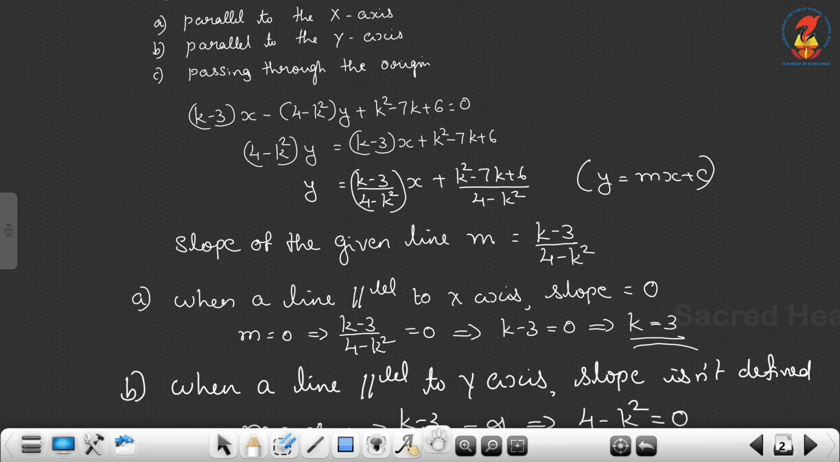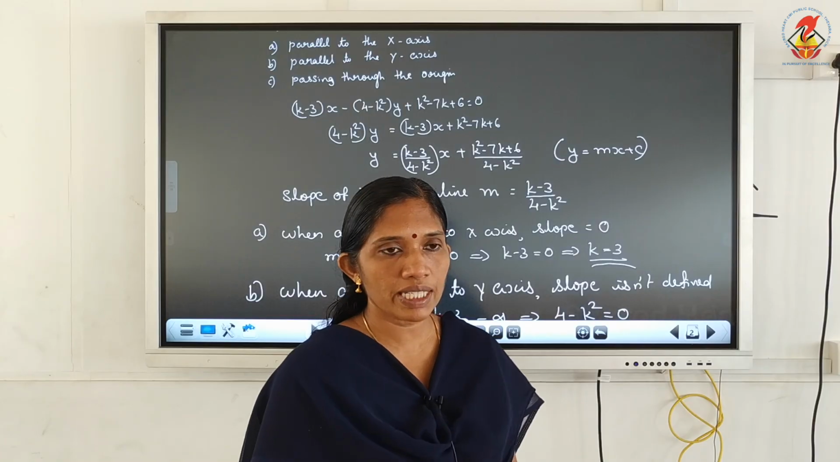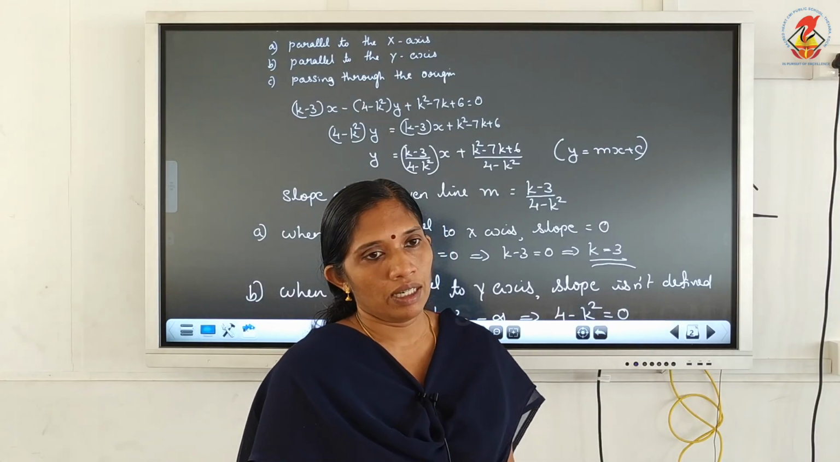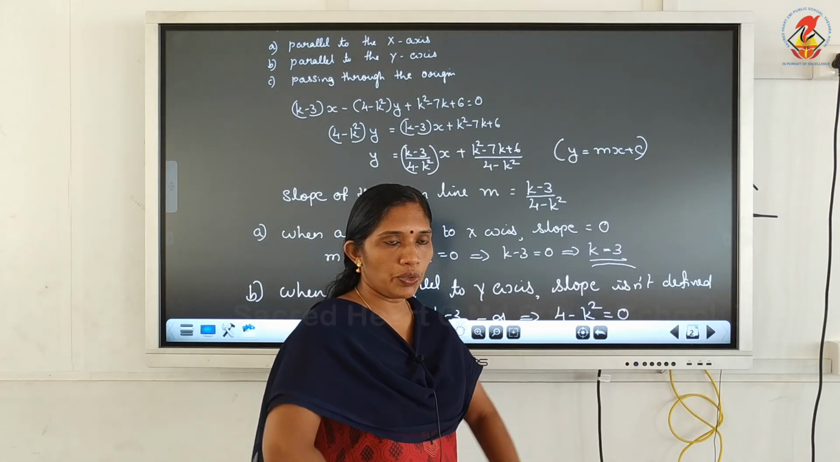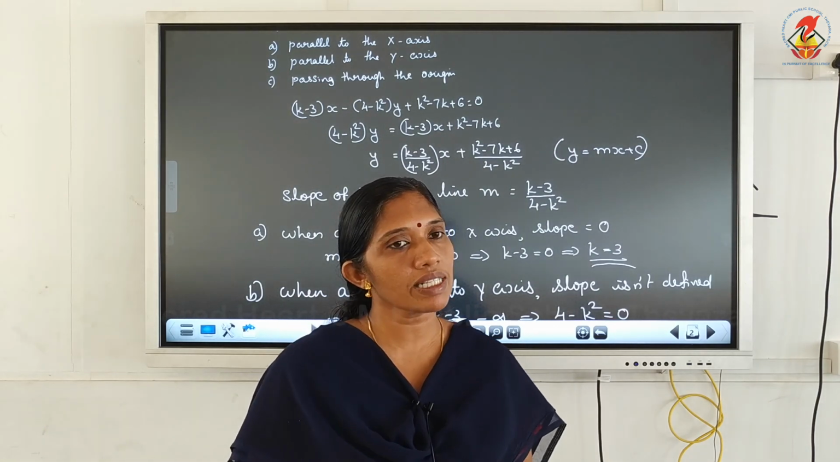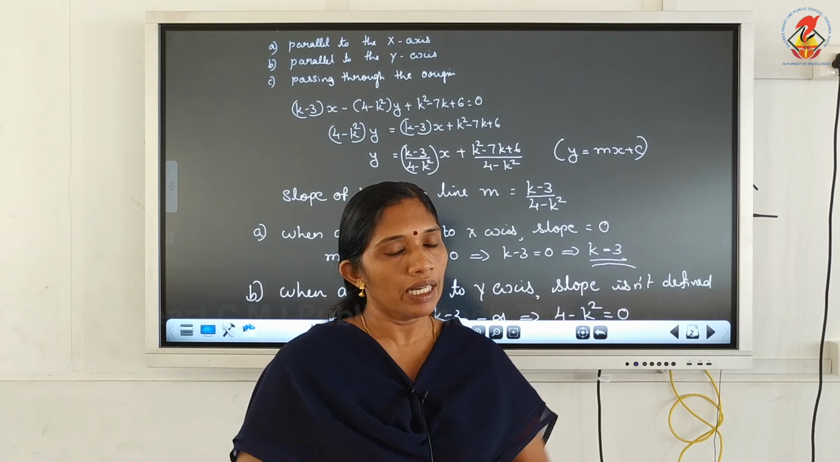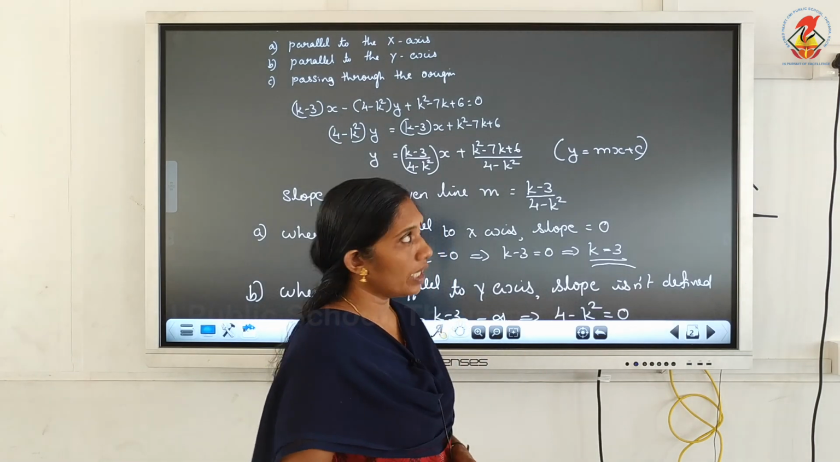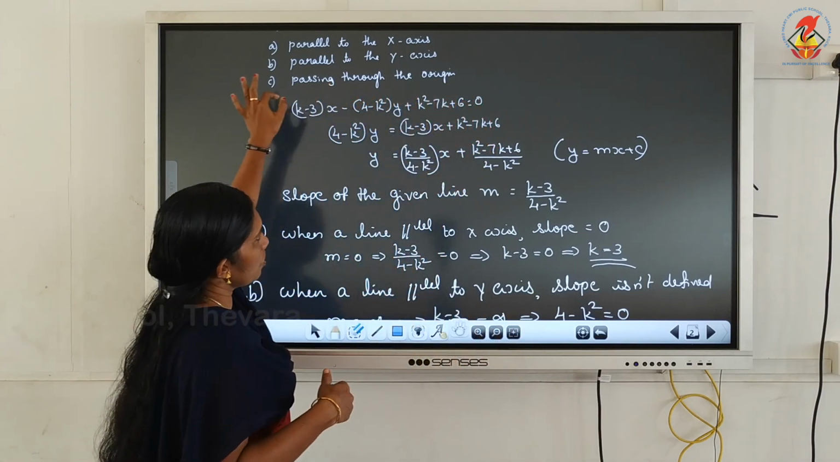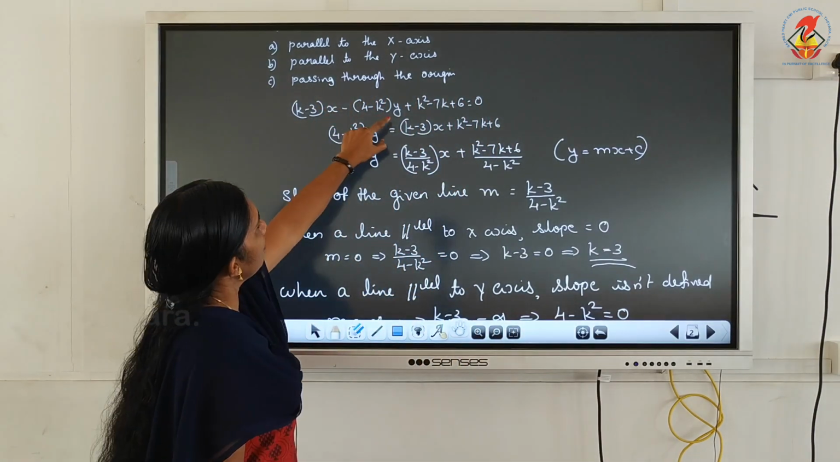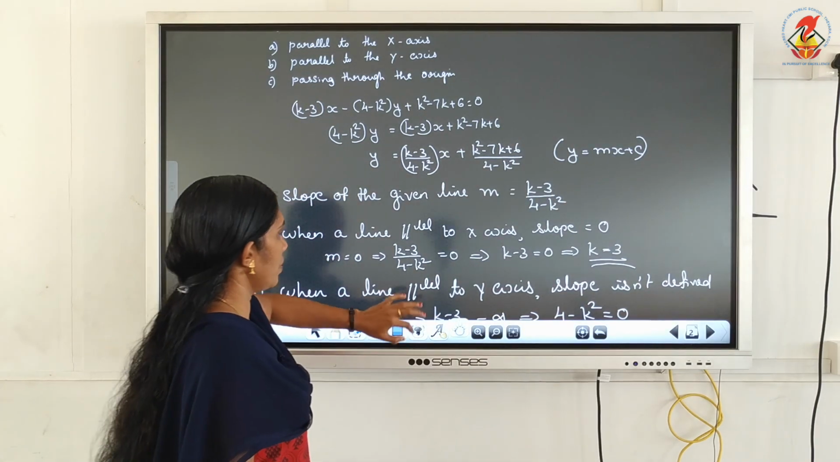Now the third one, the line is passing through the origin. So origin is a point on the line. The coordinates of the origin are 0, 0. If a point is on the line, we can substitute it for x and y. It should satisfy. This is the given equation of the line. For x and y we can substitute 0, 0.